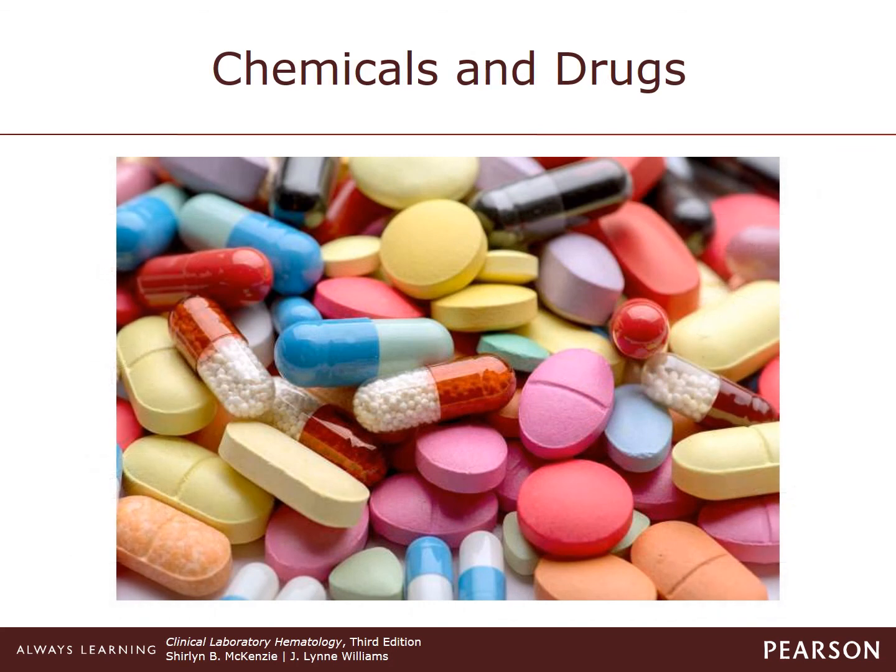Last but not least, chemicals and drugs. Many are dose-dependent and cause red cell hemolysis. You're also going to see hemoglobinuria and hemoglobinemia with these kinds of conditions. You might see cyanosis, and very severely, bone marrow aplasia can occur.